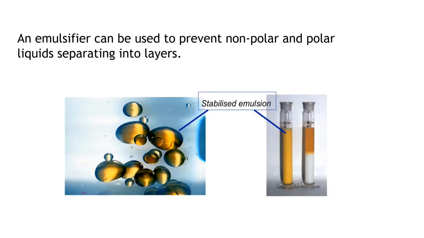So as you saw, an emulsifier can be used to prevent non-polar liquids such as oil and polar liquids such as water separating into two layers. And the examples I showed you earlier were detergent, egg yolk and mustard powder. And those emulsifiers can form a stabilized emulsion.